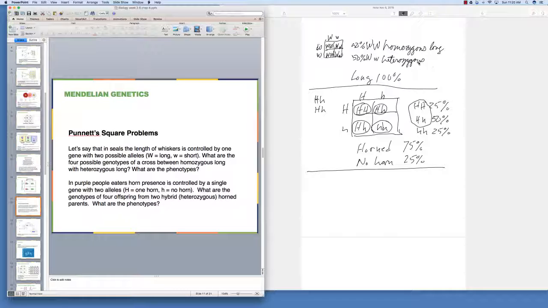It's not wrong, by the way, to say heterozygous long. All of the offspring, because big W is dominant, all of the offspring will have long whiskers.